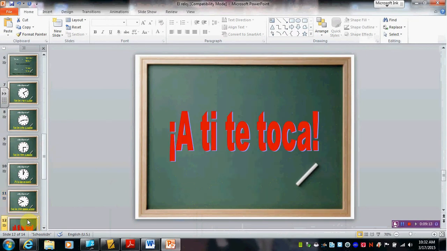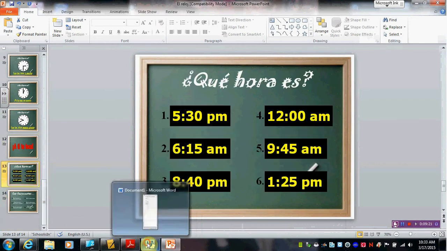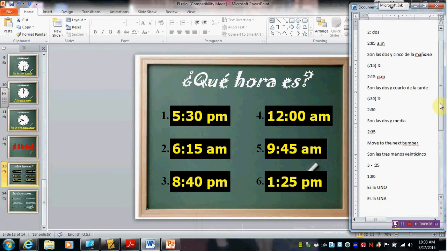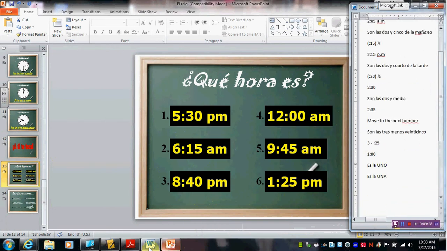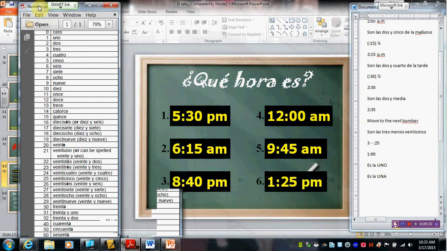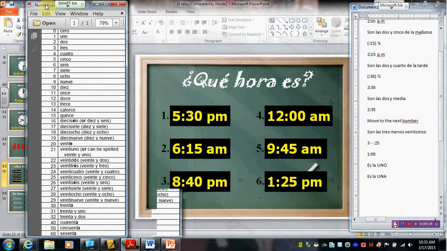All right, your turn, guys. I'm going to give you a little bit of information, and hopefully you can figure out on your own. All right. Here are the little notes that I took. And here are the numbers in Spanish. So take your time and hopefully you can figure it out.